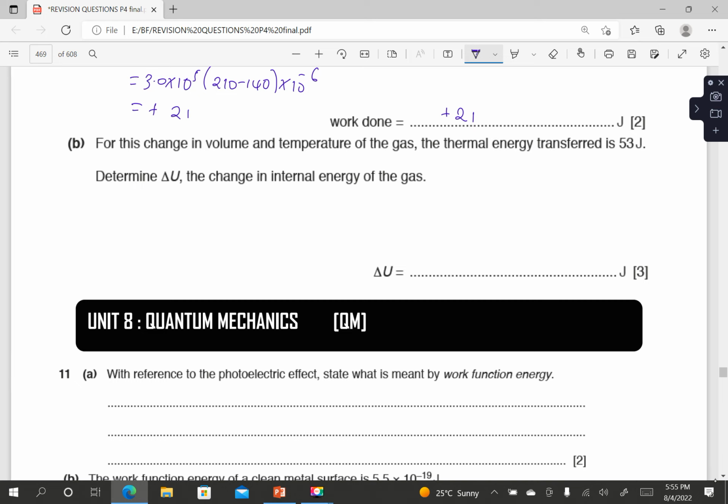Lastly, for this change in volume and the temperature of the gas, the thermal energy transferred is 53 joules. Determine the change in internal energy. Okay, so I can simply use the change in internal energy being equal to Q plus W.